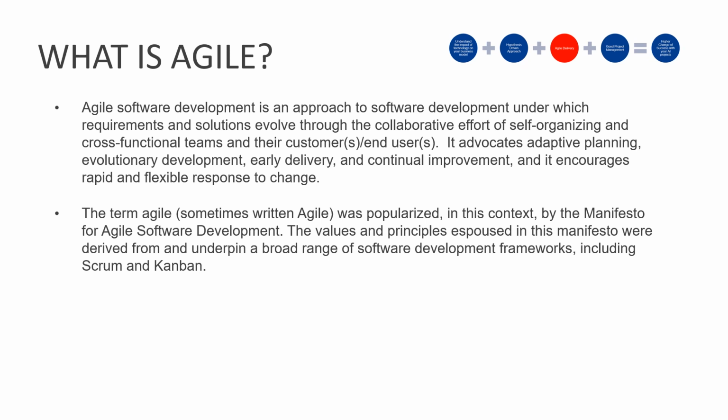The Agile Manifesto has sort of 12 key points. It talks about what an Agile software development process is, including the concepts of Scrum and Kanban.